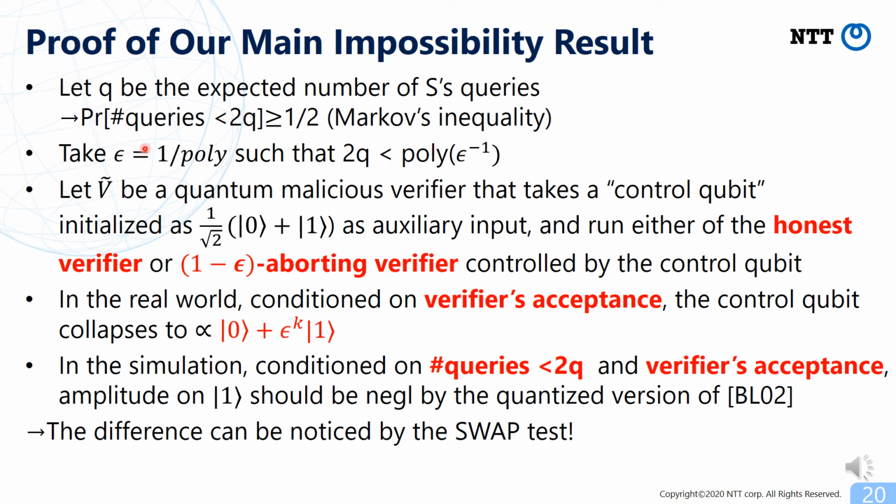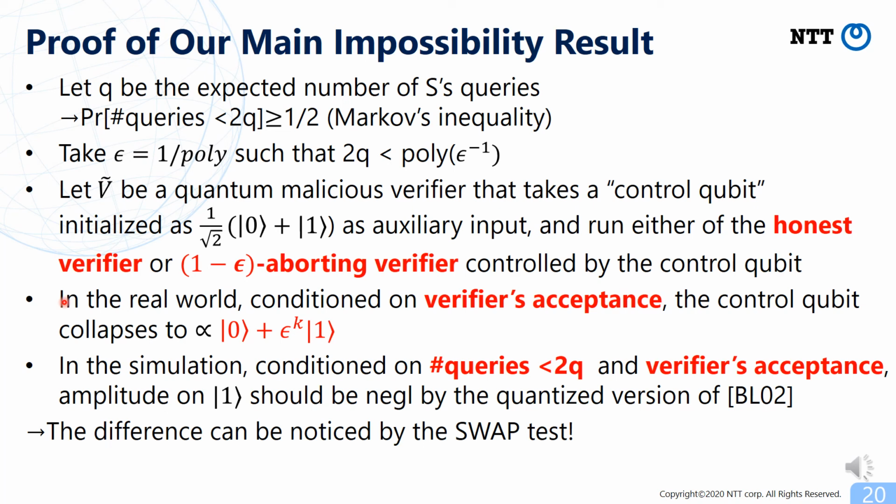Then let's consider a malicious verifier V tilde that takes a control qubit initialized as a uniform superposition of 0 and 1 as auxiliary input and runs either the honest verifier or the 1 minus epsilon aborting verifier, controlled by the control qubit. That is, if the control qubit is 0, then it runs the honest verifier. And if it is 1, then it runs the verifier that aborts with probability 1 minus epsilon in each round. And it runs these two verifiers in superposition. Let's see what happens in the real world and in the simulation for this verifier.